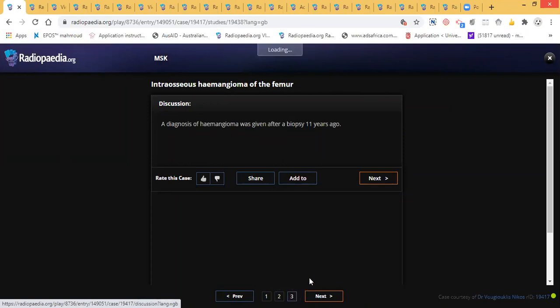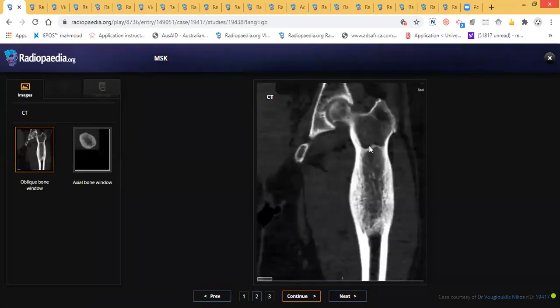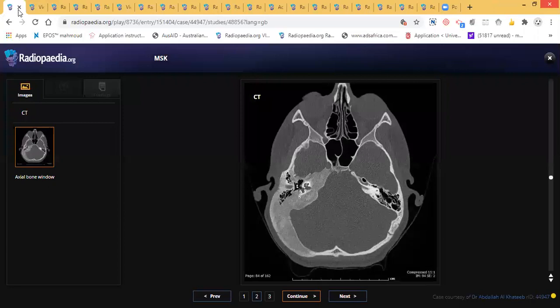that it is a non-aggressive lesion. Perfect, because you can see there is a narrow zone of transition, and there is no cortical breaching, no aggressive periosteal reaction, and no soft tissue component. So you are talking about a non-aggressive lesion. Then you mention some differentials, including what we said. Then finally, you can say that it is hemangioma.